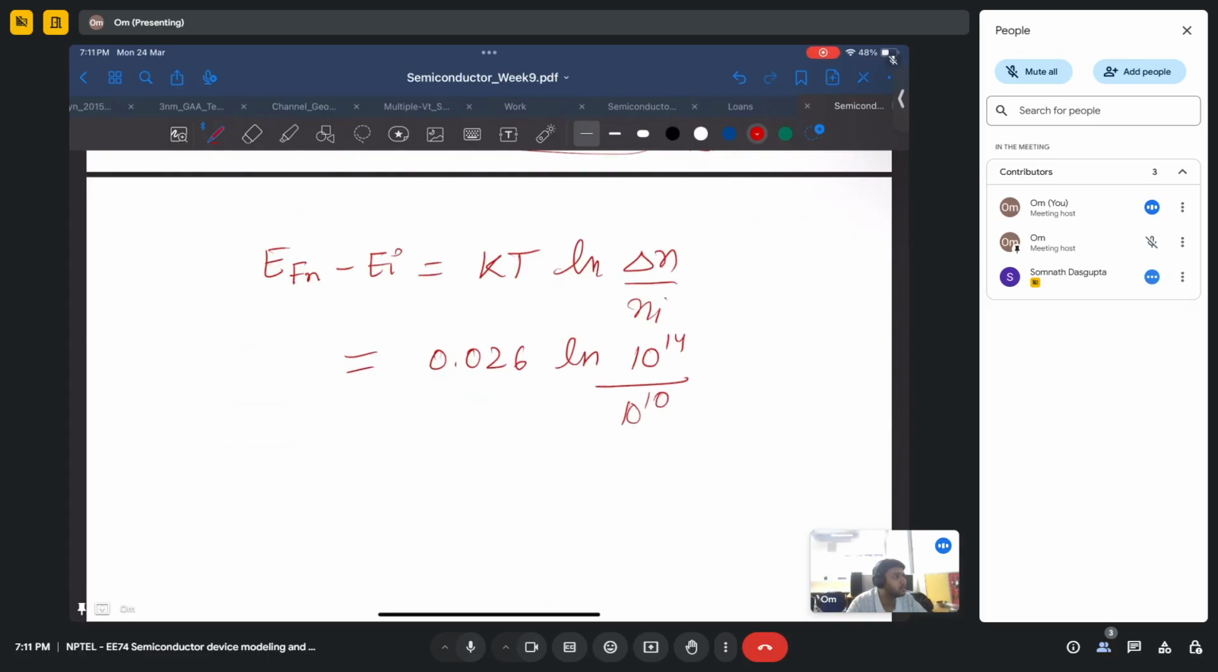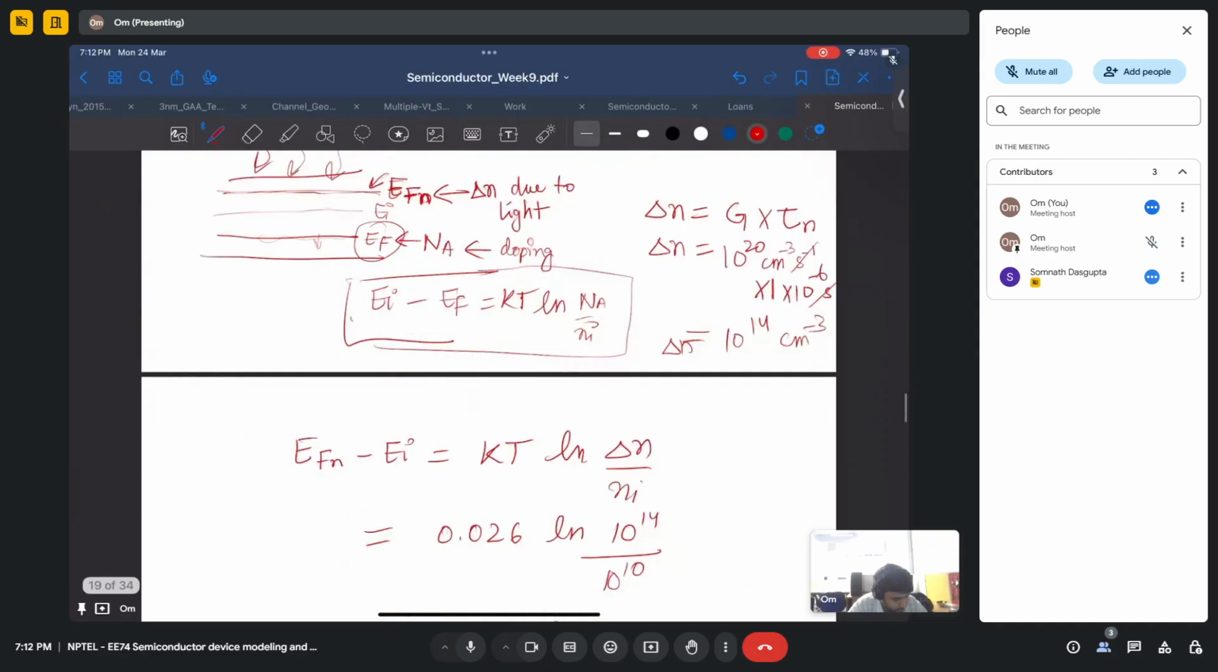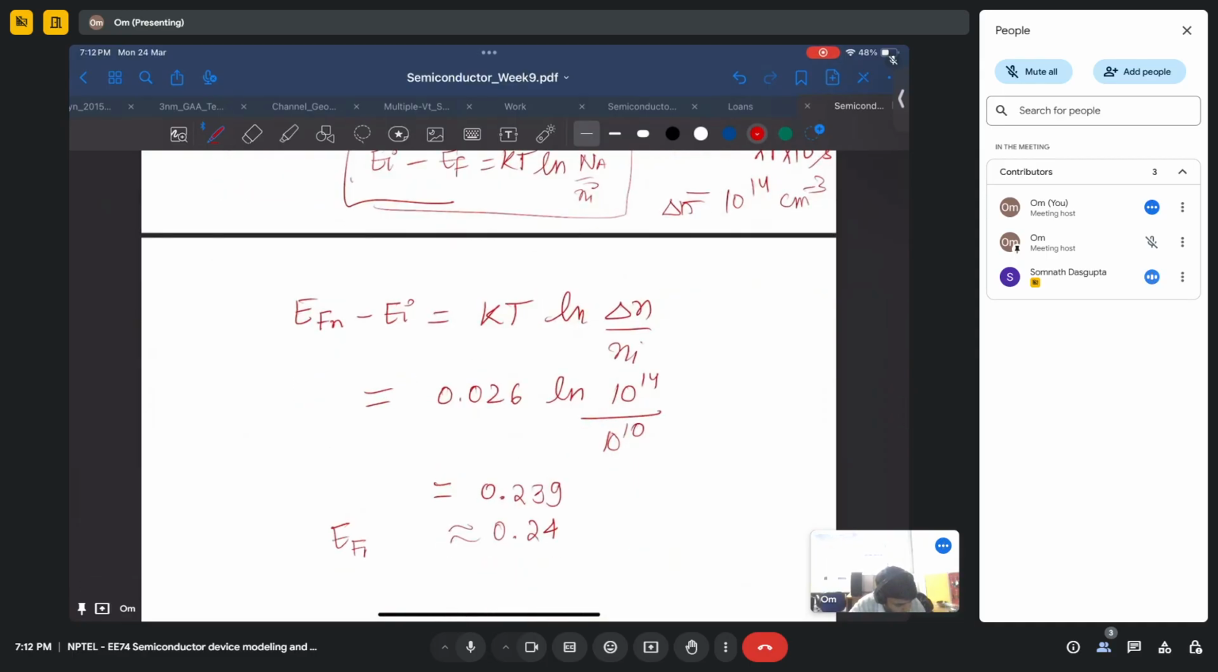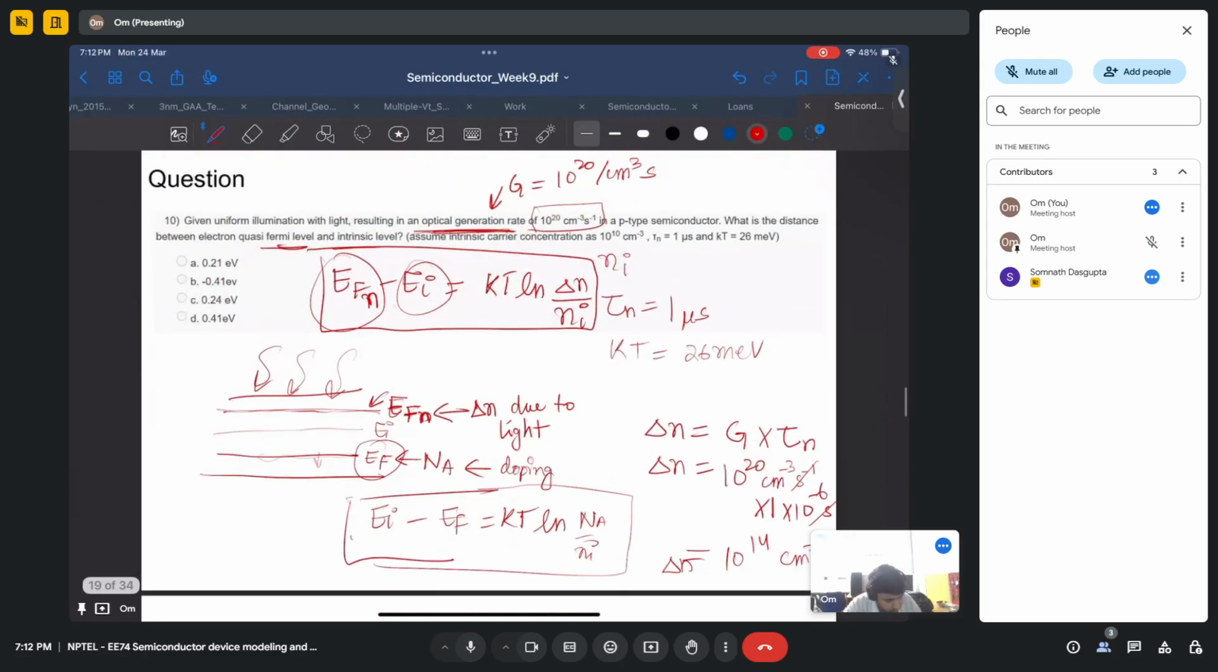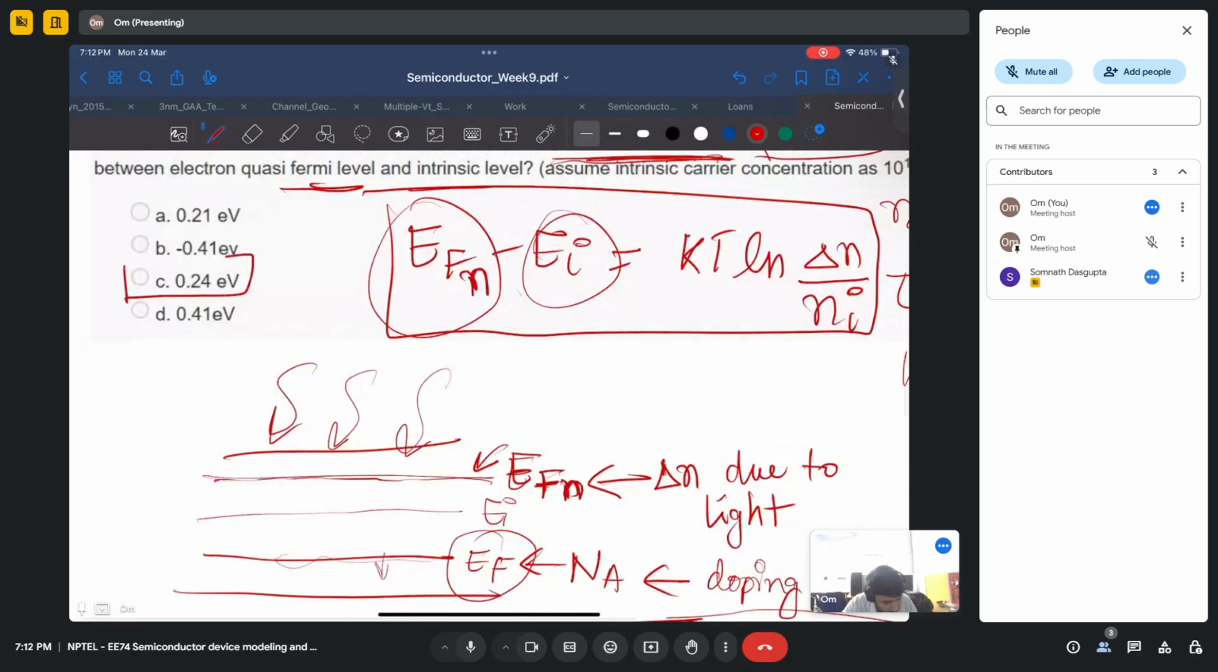So solve this. It will be 0.239 approximately, or 0.24. So the answer will be option C, 0.24 electron volt.